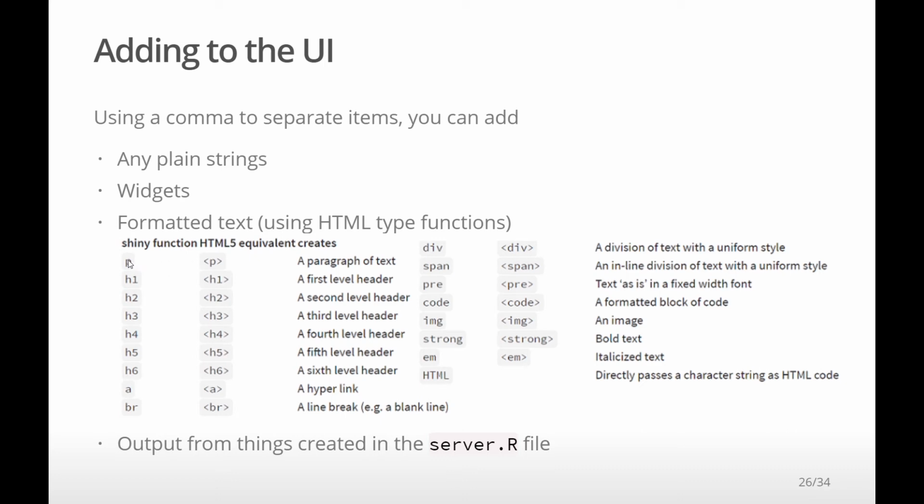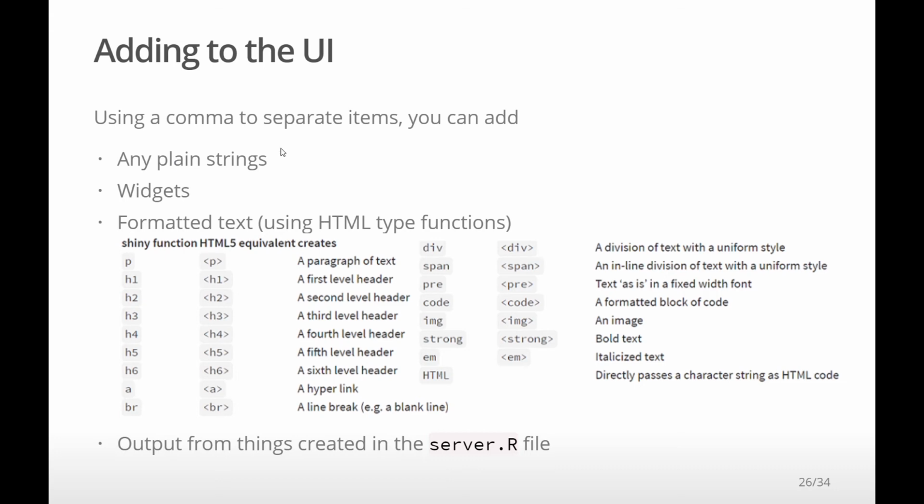There's this P function, so you'd use P open parenthesis to do a paragraph of text. There's headers. Instead of having pound signs, we're using H1 for a first level header down to H6. We have A for hyperlink instead of the usual square bracket open parenthesis notation for R Markdown. And so this is kind of annoying. These packages were not built at the same time with the same idea of functionality. But they can do the same thing, whether you're using R Markdown or Shiny. You've just got to switch your syntax. So annoying, but you can still do whatever you need to do there.